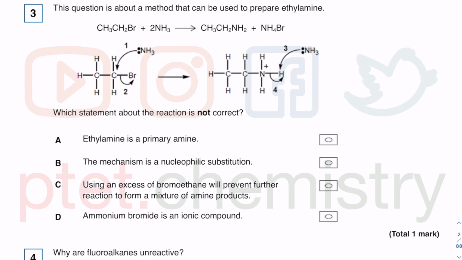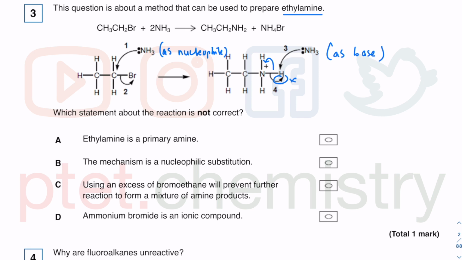Question number 3, we have a method that is used to prepare ethylamine. So pretty much the exact same question as the previous one. The first ammonia acts as a nucleophile, a species which is electron rich and must have a lone pair. This one was wrong just now. It would have to be that, going back to the nitrogen, giving back the lone pair to the nitrogen. So this one is acting as a base.